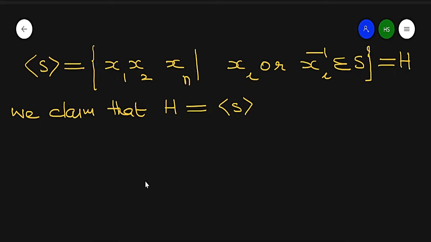So I will prove 3 results. First, H is a subgroup. Second, it contains S. And third, it is the smallest subgroup containing S.